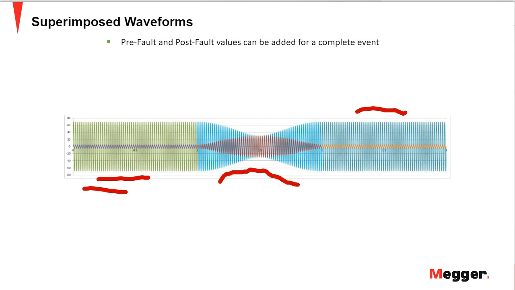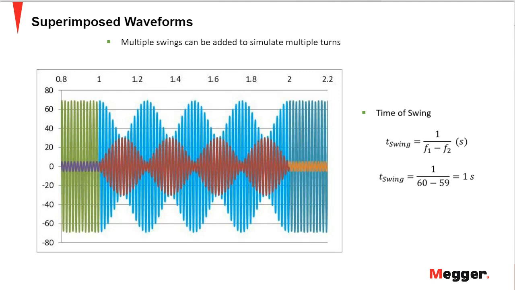And we can add different cycles to the oscillation, because remember that those oscillations don't go just one time and then come back. Those oscillations happen, that's why they're called swings. They swing one way and then they swing the other way, and they do it several times.